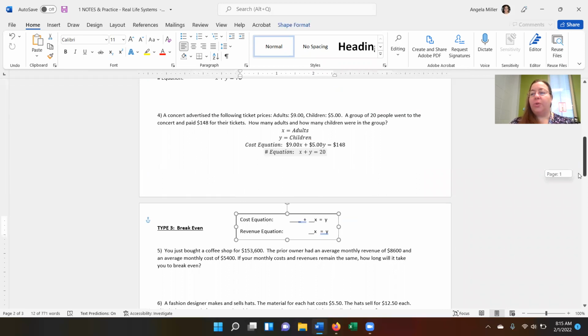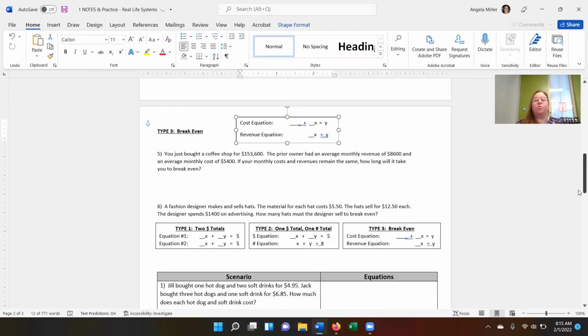Okay, so the first thing you need to understand is what is break even. Break even is when you are running a business and you're trying to figure out how much you need to sell in order to break even, right? In order to get to zero, to where you aren't having any losses and you're not making any profit, you've just broken even.